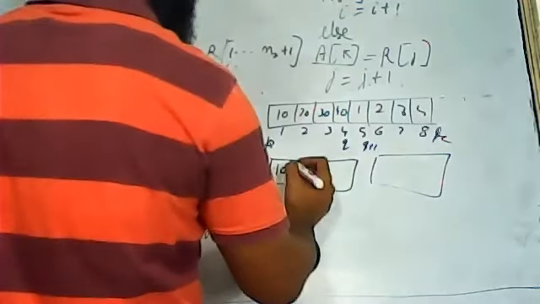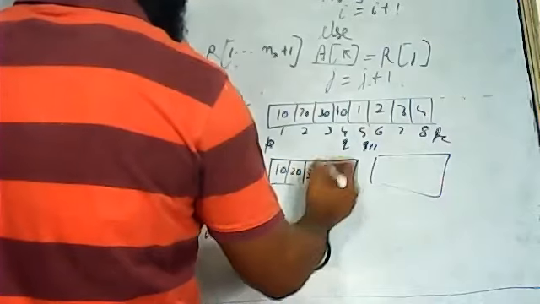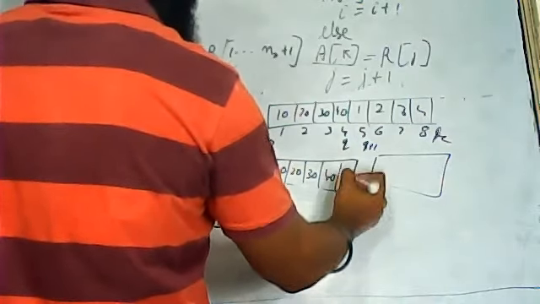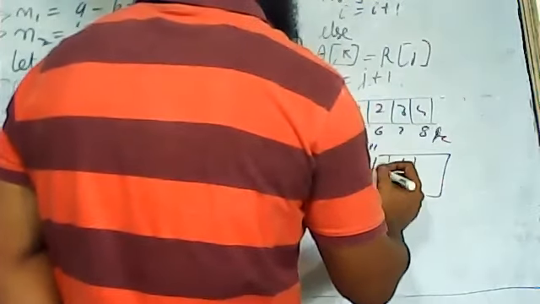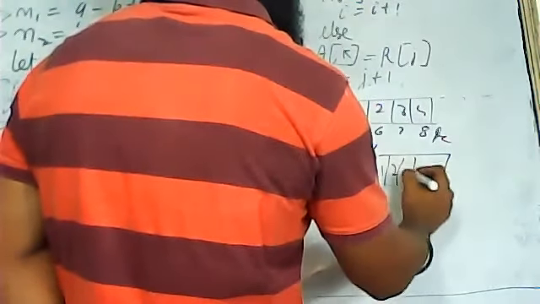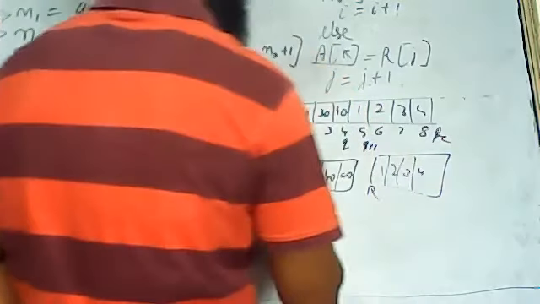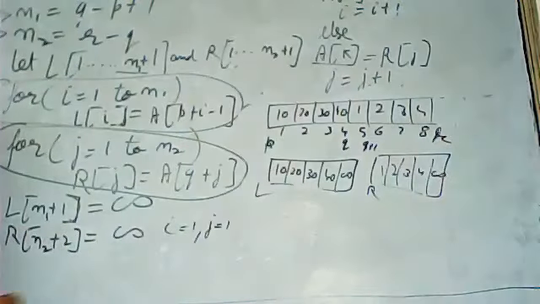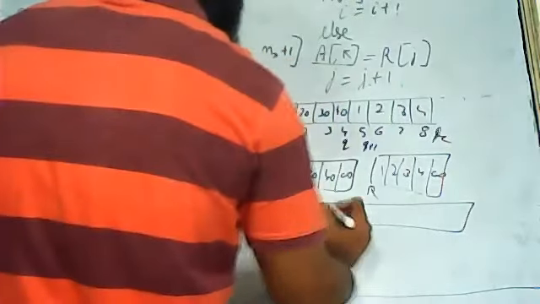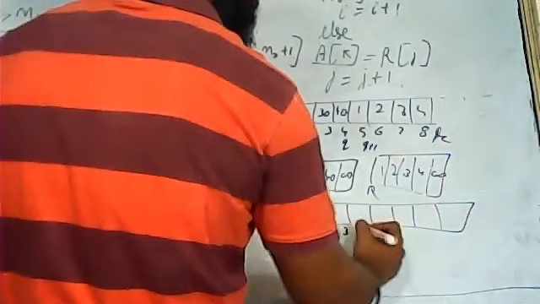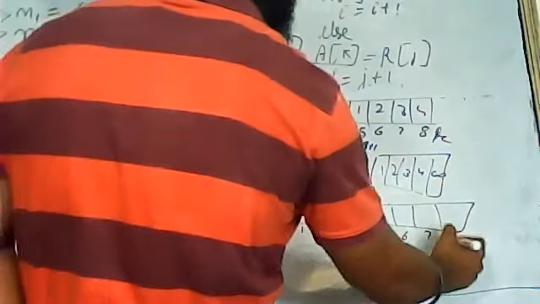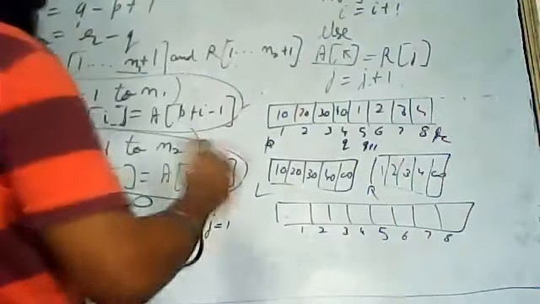So these are 10, 20, 30, and 40, and then infinity. Then 1, 2, 3, 4 in the right subarray and infinity. Infinity at the end. Why have we taken infinity? Again, let's see. We'll try to do sorting in this case, and these are 1, 2, 3, 4, 5, 6, 7, 8. Now we will try to do sorting again.